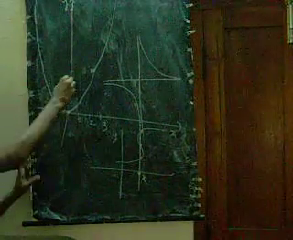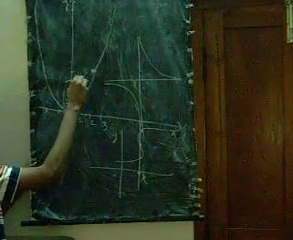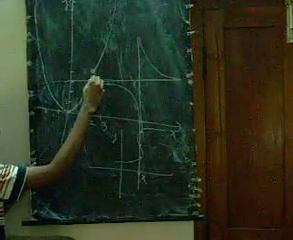Now how to see if it is 1-1 or not? Just draw a line like this, parallel to the x-axis. See how many points it will intersect. It is intersecting at 2 points. So 2 values of x are giving the same value of y. So it's not 1-1.